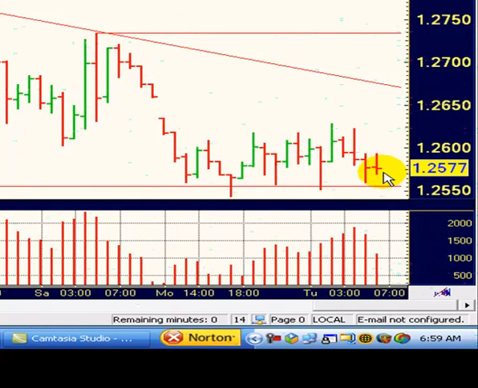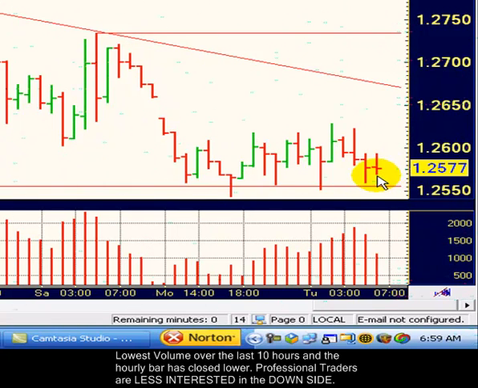We want to buy on this close. Any price lower than the close of this particular hourly bar is better. You don't want to be selling here, the reason being you're going to be the late guy in.